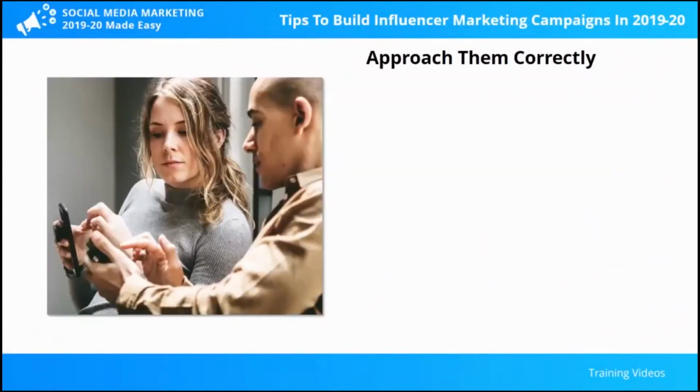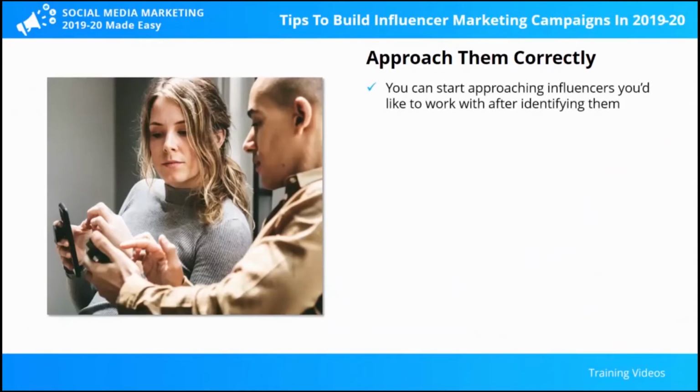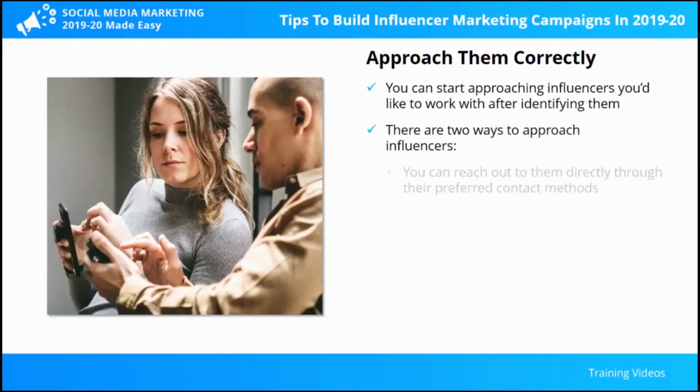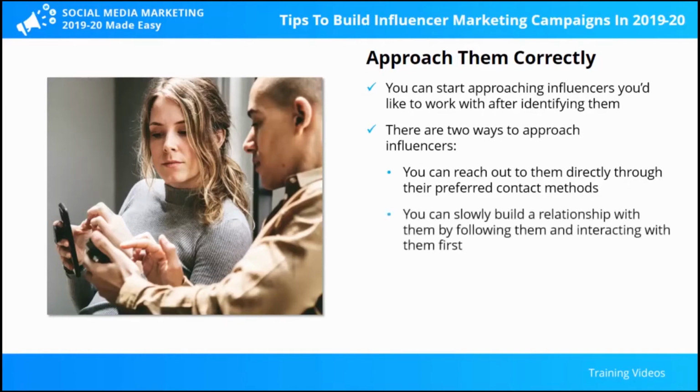Approach them correctly. You can start approaching influencers you'd like to work with after identifying them. There are two ways to approach influencers. You can reach out to them directly through their preferred contact methods. They usually specify a contact method in their profile descriptions and bios. Or you can slowly build a relationship with them by following them and interacting with them first. That way, they'll become familiar with your brand before you approach them with a work offer.